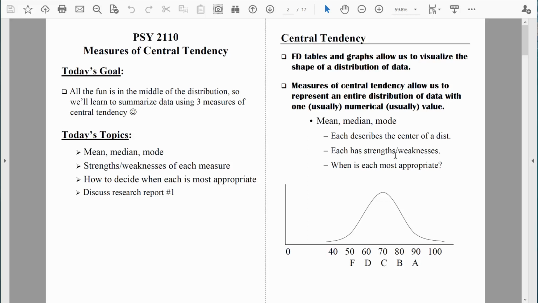We want to make sure we understand the strengths and the weaknesses of each of those different measures, and we also want to determine when each one is most appropriate. Let's start off really easy. Let's talk about the mode. The mode is probably the most simplistic measure of central tendency of the three.